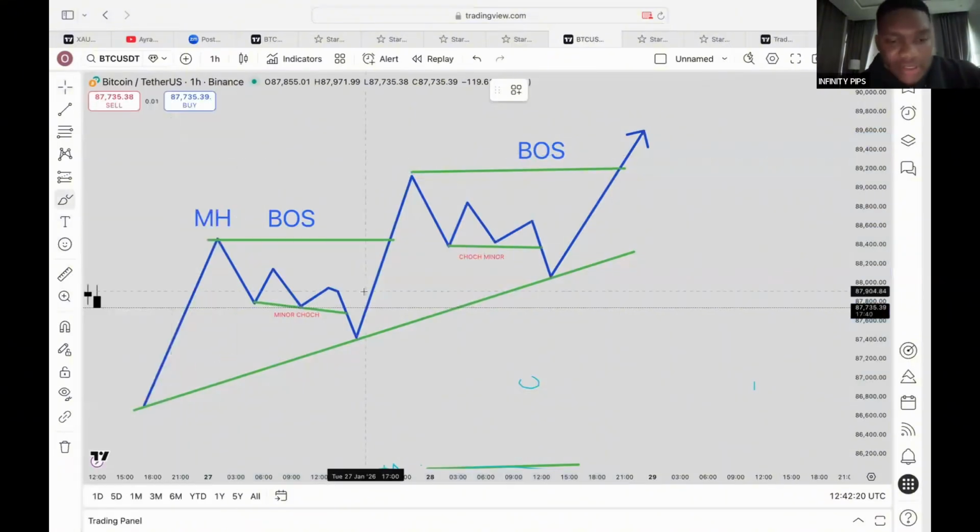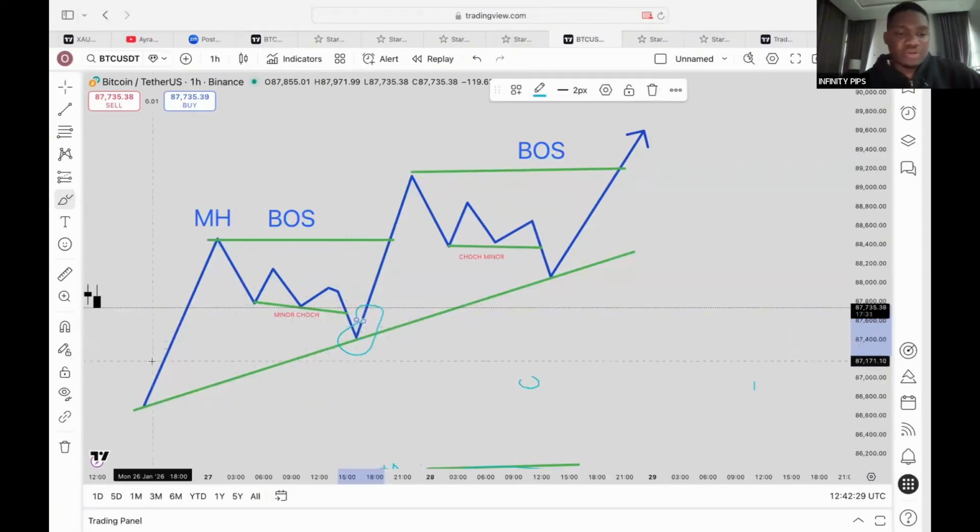So we'll consider this one as the main one now. Since the market did not break this one, we'll consider this one as the main one.